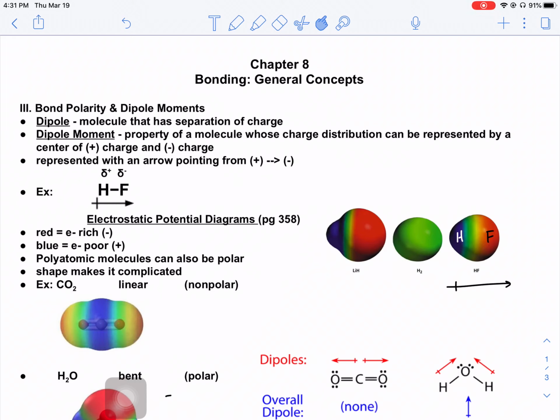Welcome to day 3, Chem 2. Today's topic, bond polarity and dipole moment.